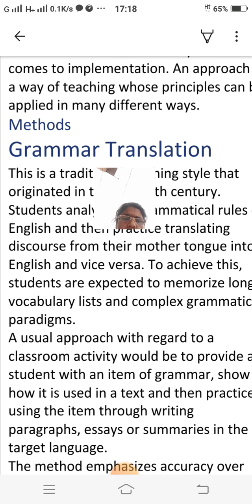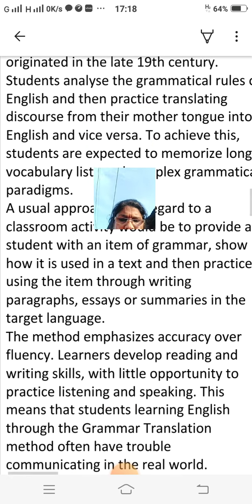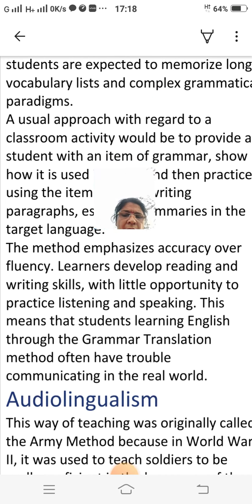A usual approach with regard to a classroom activity would be to provide a student with an item of grammar, show how it is used in a text, and then practice using the item through writing a paragraph, essay, or summary in the target language. The method emphasizes accuracy over fluency. Learners develop reading and writing skills, with little opportunity to practice listening and speaking. This means that students learning English through the grammar translation method often have trouble communicating in the real world.